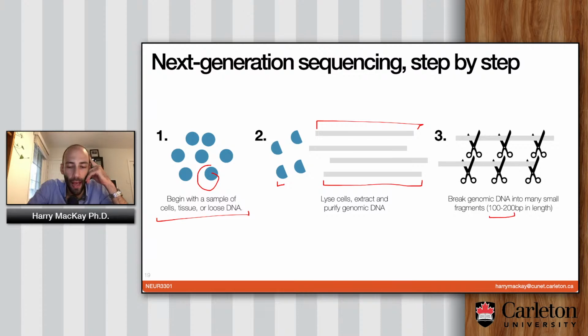And this can be done enzymatically. The little scissors here are just cartoonish illustrations, but it could either be done enzymatically or it could be done with sonication, by just physically shaking the DNA around until it breaks apart. Whichever way it is, it doesn't particularly matter, but you've got to get it down to smaller lengths.